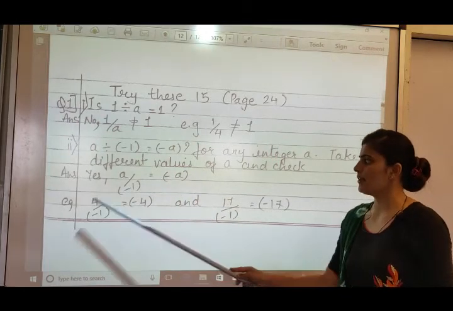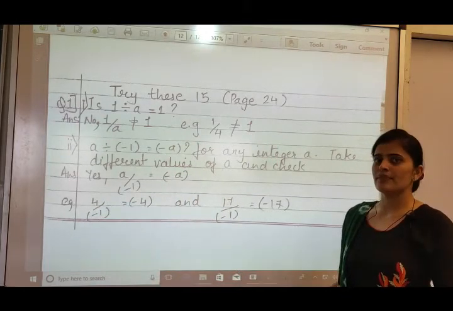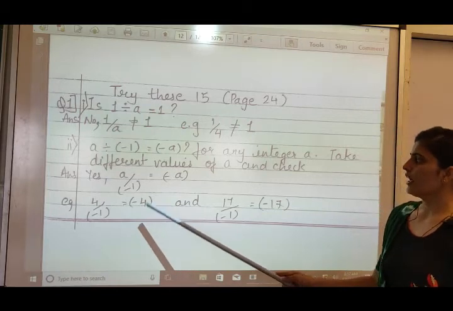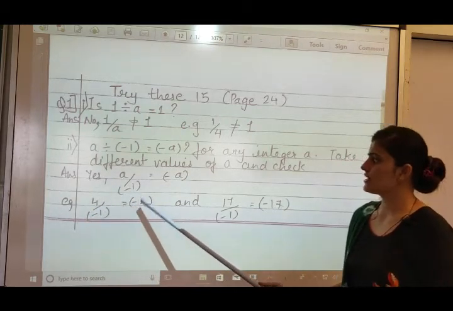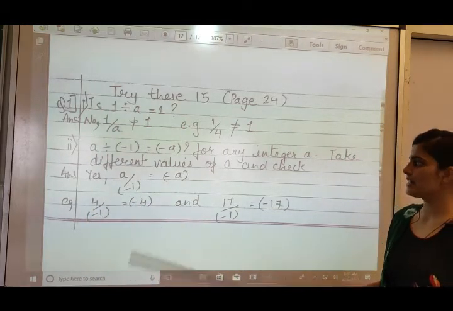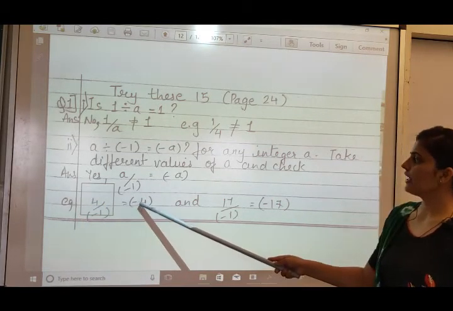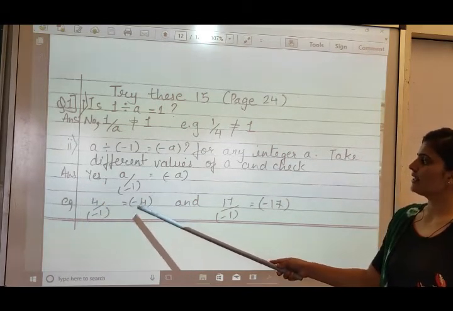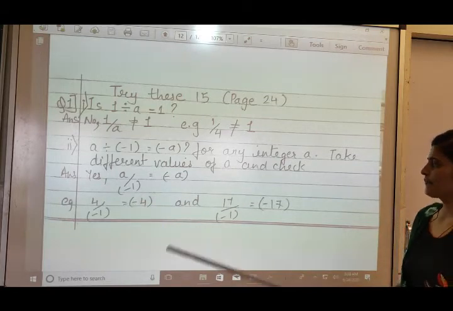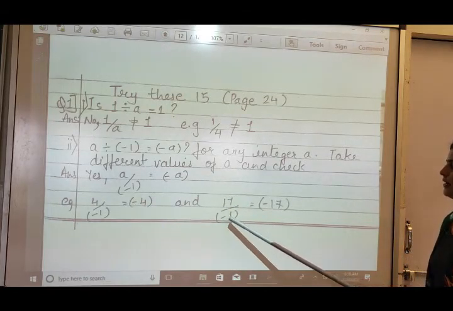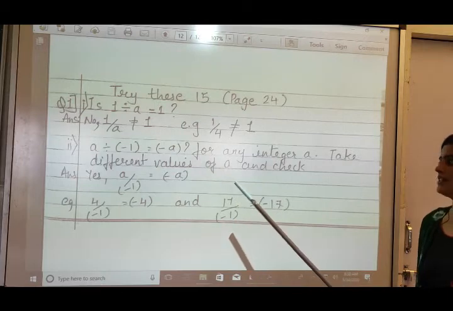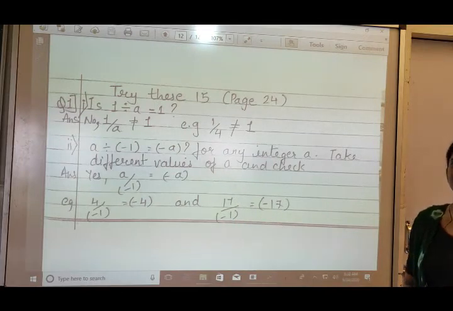Let us see the example. 4 divided by minus 1 will be equal to 4, and the 1 is having minus, so the answer will be in negative form, that is minus a. See, we have taken a as 4, and we are getting minus 4 as the answer. Another: 17 divided by minus 1, the answer will be minus 17.